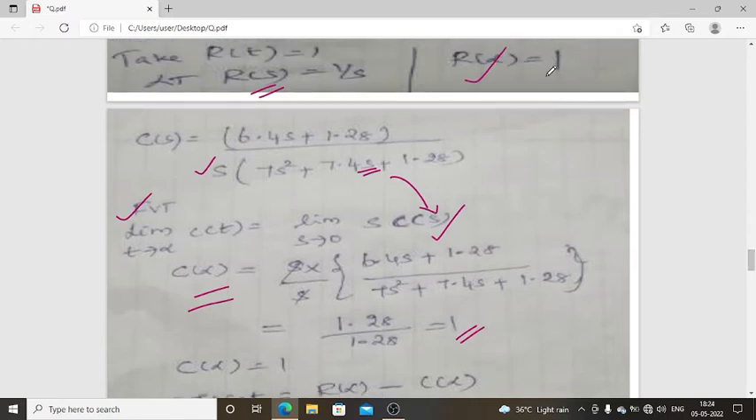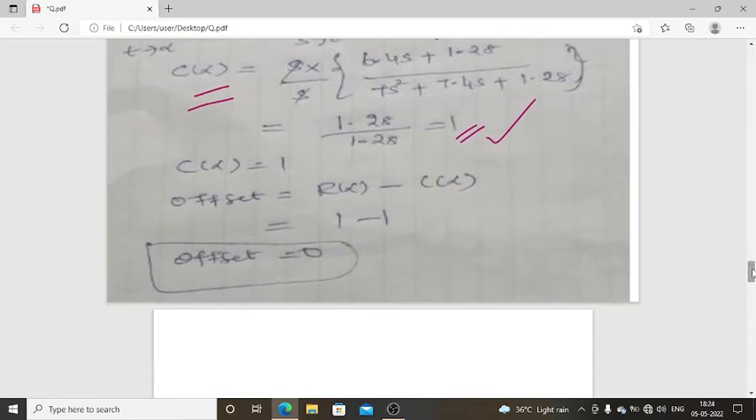Now we have R of infinity and C of infinity. R of infinity is equal to 1. C of infinity is also equal to 1. So what is the offset here? Offset formula, R of infinity minus C of infinity. Both values are 1, right? So finally we get the offset is equal to 0. So for the P controller, we have an offset value; for the PI controller, the offset value is equal to 0.